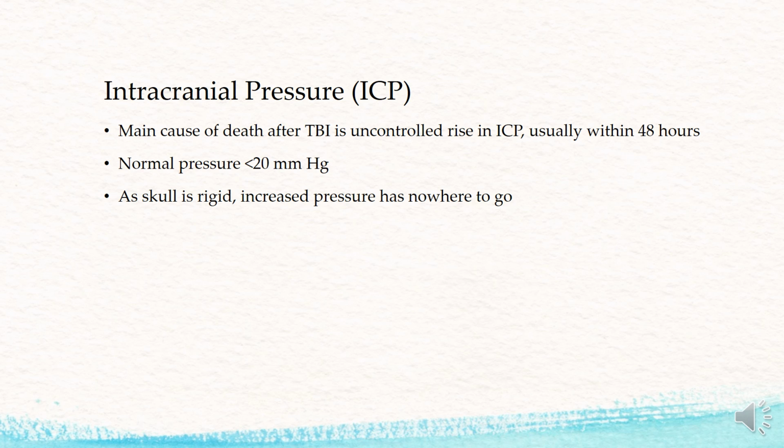Okay, so let's put a pin in this slide. This one's important. Intracranial pressure. As previously mentioned, this is the main cause of death after traumatic brain injury. What happens is there's an uncontrolled rise in ICP, usually within the first 48 hours. Normal pressure is going to be under 20 millimeters of mercury. And if you think about it, the danger here should be readily apparent.